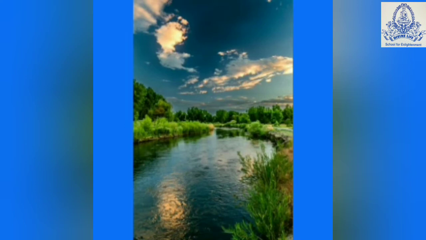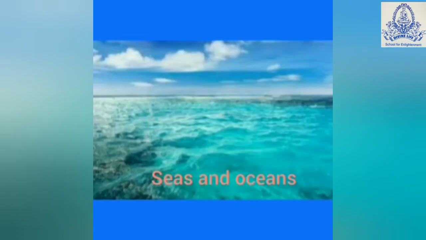River water is not salty. River water is also called fresh water. River water is used for drinking, cooking, and boiling. Rivers flow into seas and oceans.